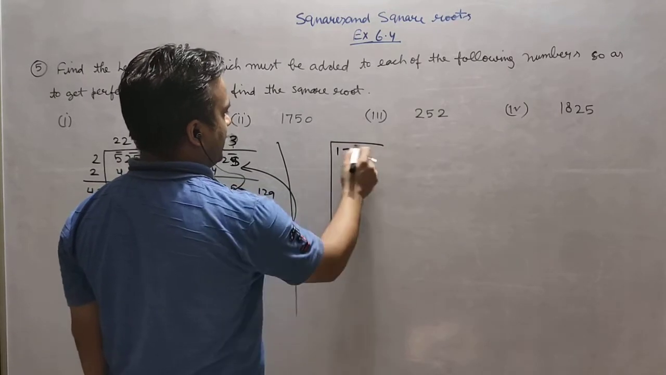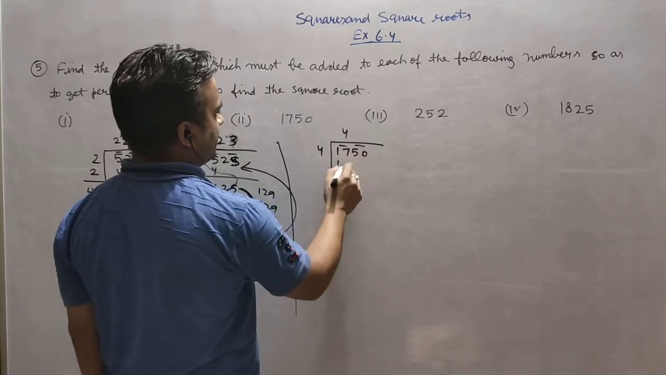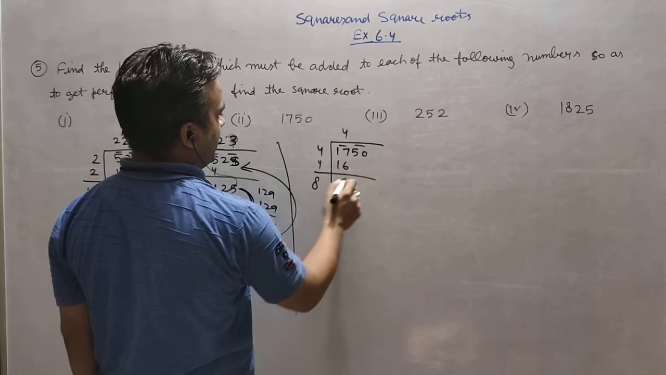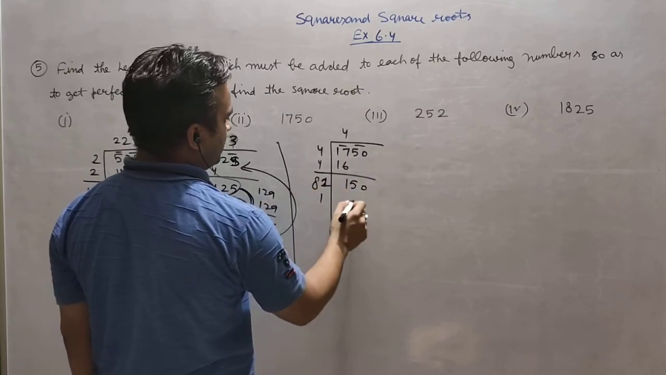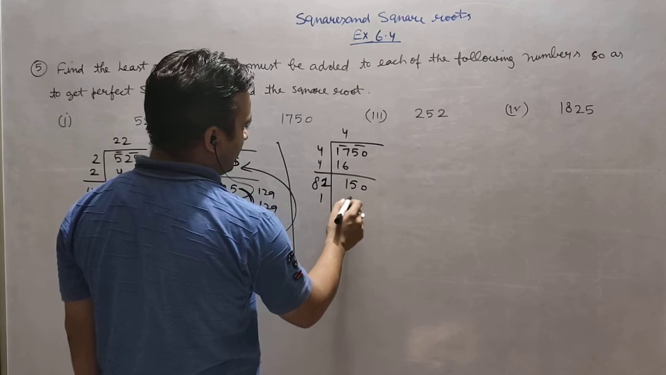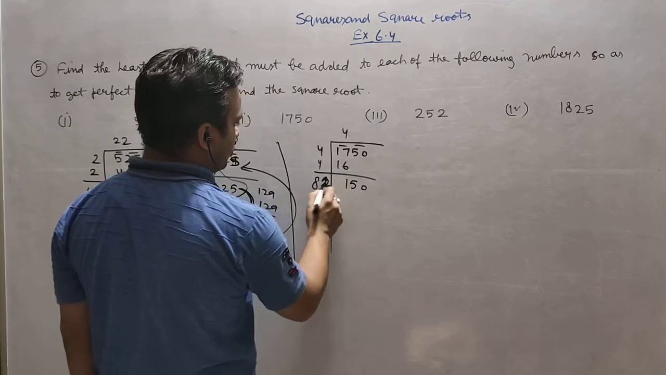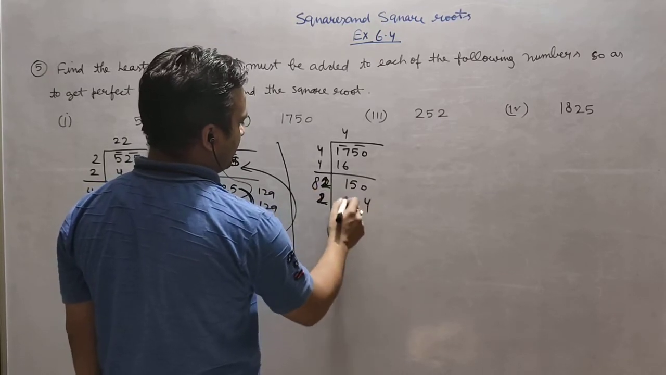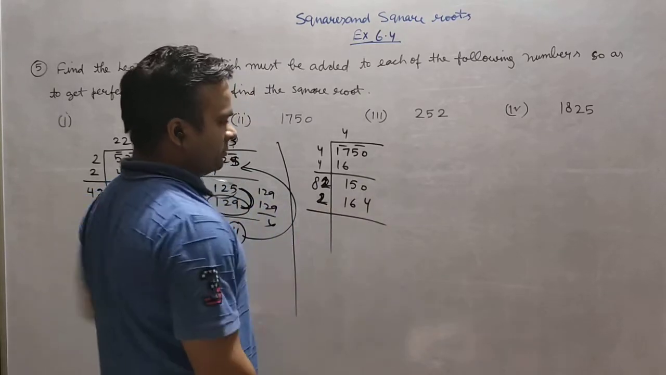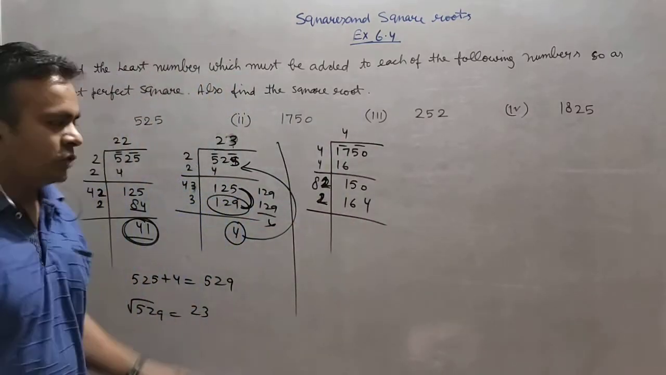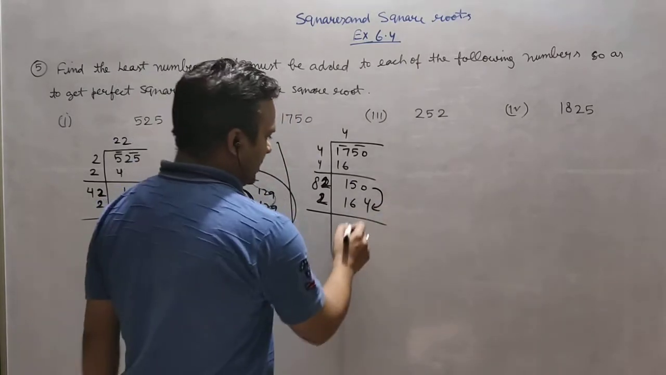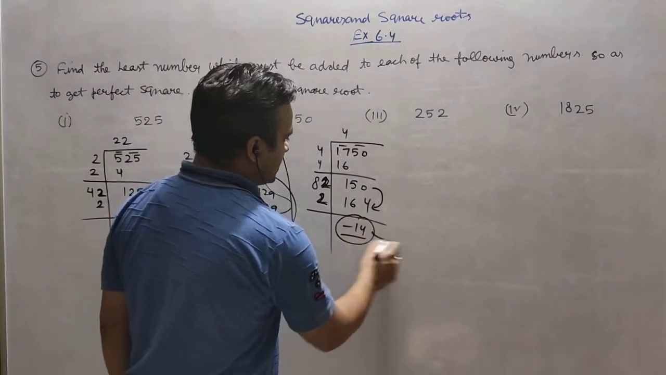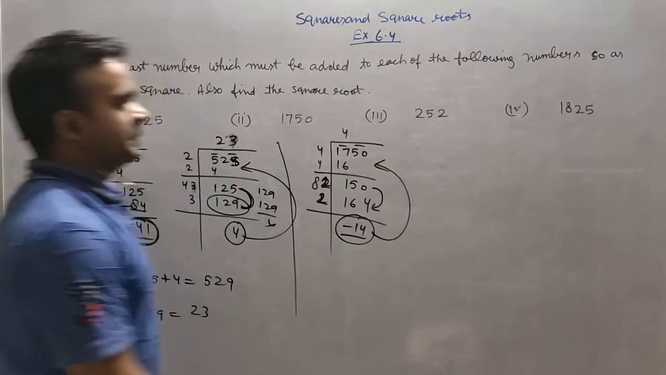Now I am coming to the next one, 1750. Okay, again pairing: 4 4s are 16, 4 8s are 150. So I think one time only. If I am taking one time, we are getting a lesser number. If I am taking two times, we are getting the next number, next to 150. So how much extra is this one? 14, right? So it means this 14 should be added here.